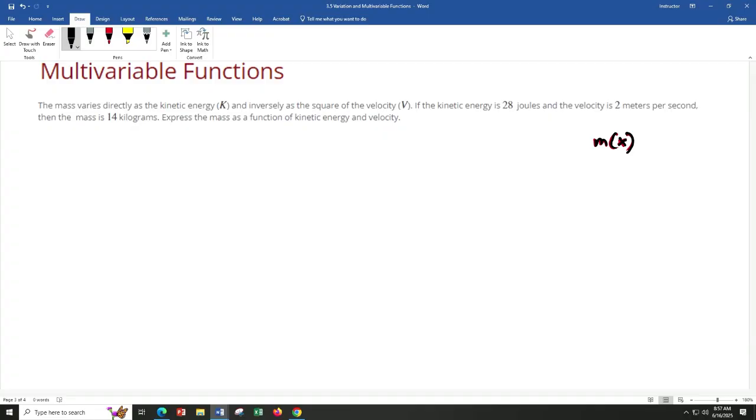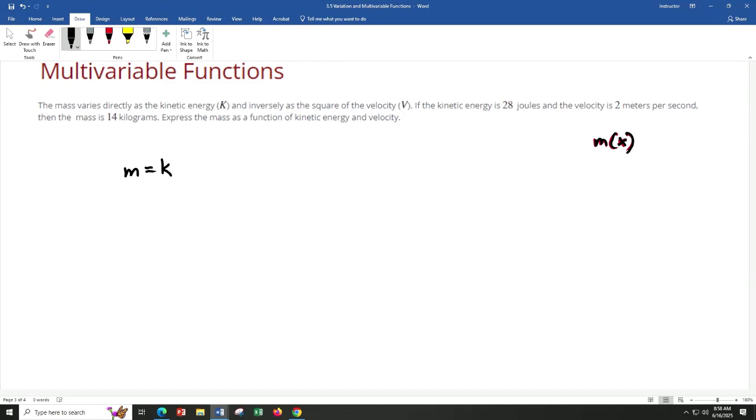We've had functions. Well, this multivariable function that we're going to start dealing with is saying, hey, I'm going to give you a function, but I need you to start plugging things in two different places. Watch how this is going to work. Read it carefully. The mass varies directly. We have to start reading that very carefully. The mass, m, is equal to k.